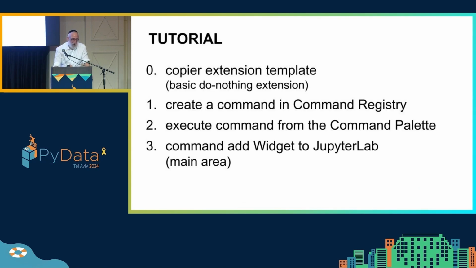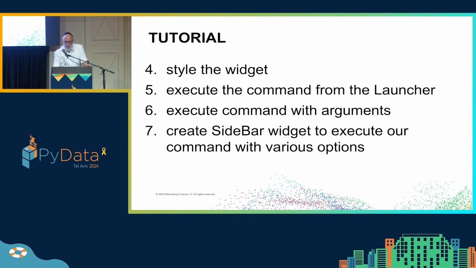So very quickly, just to go through the steps of the tutorial. Step 0, we're going to use a template to create a basic do-nothing extension. Then we're going to modify the extension to add a command to the command registry. We'll see how we can execute that command from the command palette. We'll modify the command to place a widget on the screen. We'll see how we can style the widget. And then we'll see how we can execute the command from somewhere else in JupyterLab. Specifically, we'll do the launcher, but you could do it from the menu or from various icons on the screen.